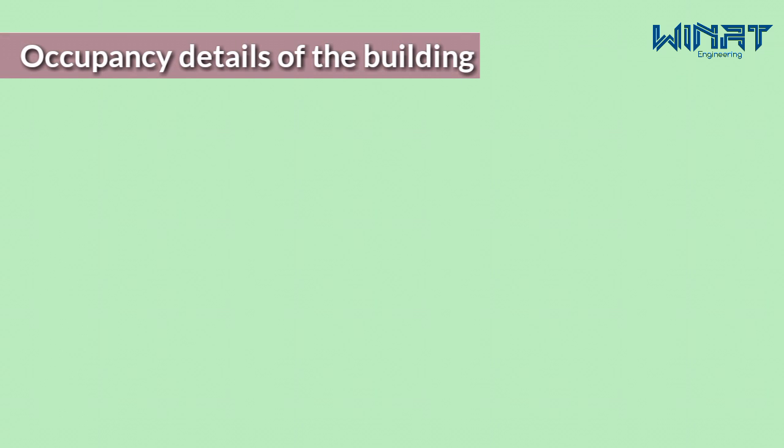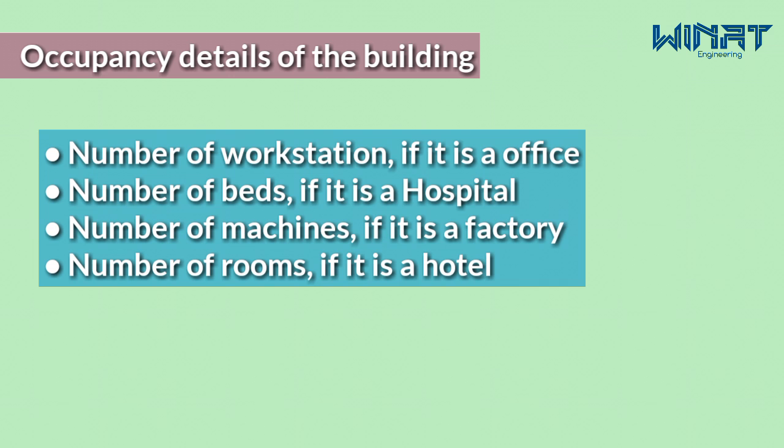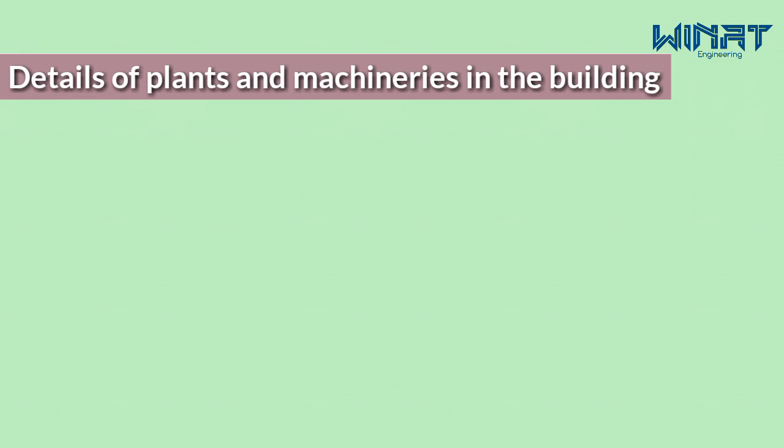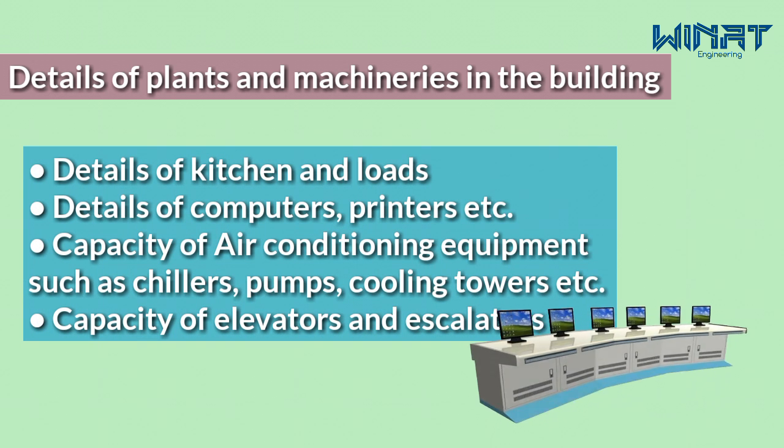For example, occupancy details of a building contain the number of workstations, if it is an office. Number of beds, if it is a hospital. Number of machines, if it is a factory. Number of rooms, if it is a hotel. Details of plants and machineries in the building contain details of kitchen and loads, details of computers, printers, etc. Capacity of air conditioning equipment such as chillers, pumps, cooling towers, etc. Capacity of elevators and escalators.